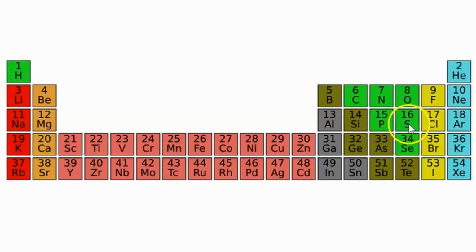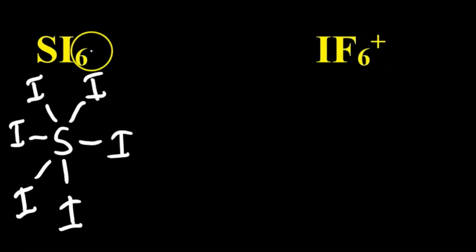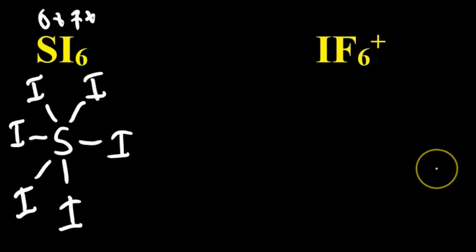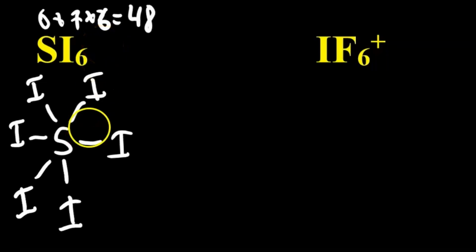Sulfur has 6 valence electrons. Here's sulfur, come from the left. 1, 2, 3, 4, 5, 6. So there's 6 here. Iodine has 7, because if we count from the left with iodine, 1, 2, skip the transition metals, 3, 4, 5, 6, 7. 7 times 6. There we go. So that's 8 times 6, so 48. We should have 48 electrons.